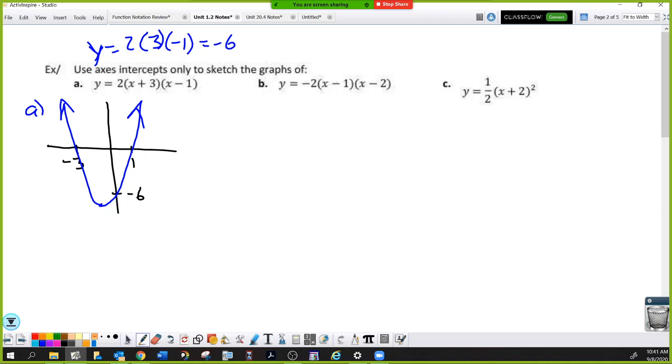And we do the exact same thing for part B. Nothing's different, except for the intercepts and the fact that it's got a negative number on the front. Well, the negative on the front is going to make it point down, right?